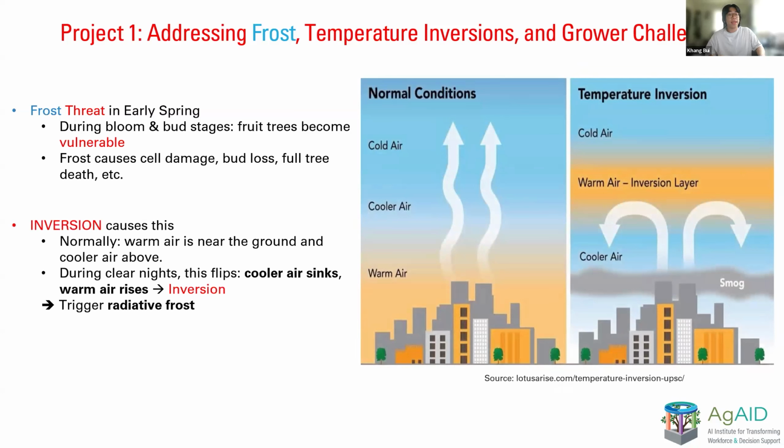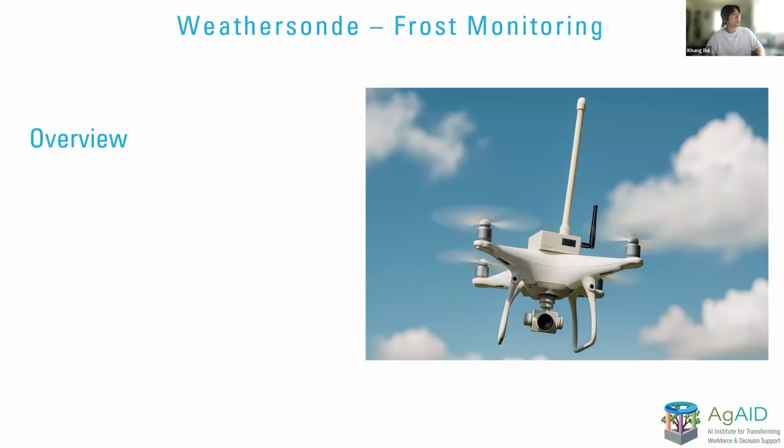Normally, warm air stays near the ground while cooler air sits above. But during calm, clear nights, this flips. Cold air sinks to the ground, as you can see in the second picture, and warmer air floats above it. This creates the ideal condition for frost. The challenge is that growers can't really see or measure inversion directly, and that's where the Weather Sonde system comes in.